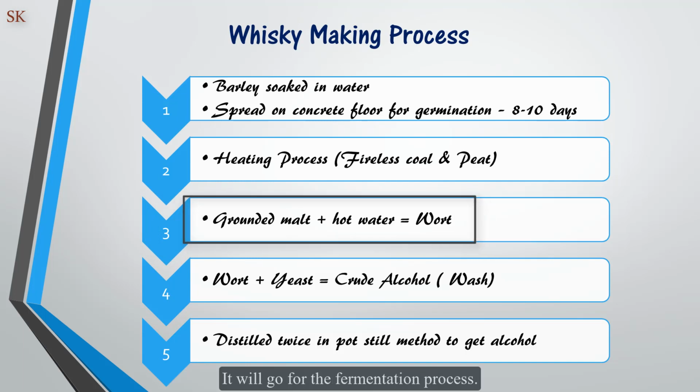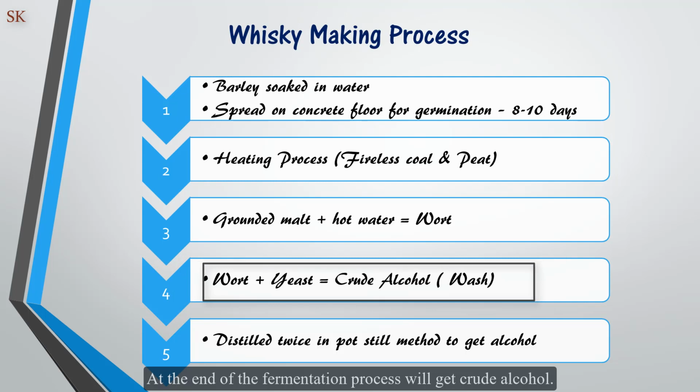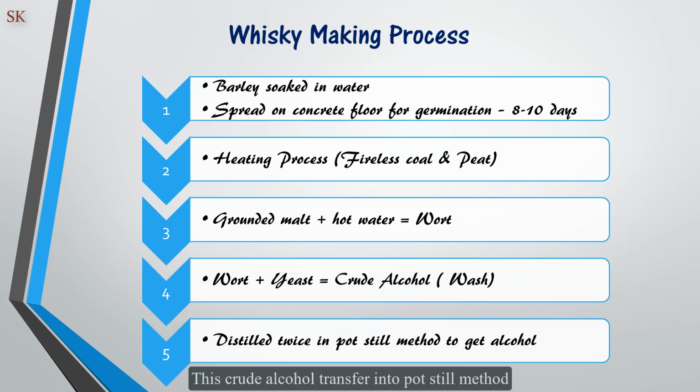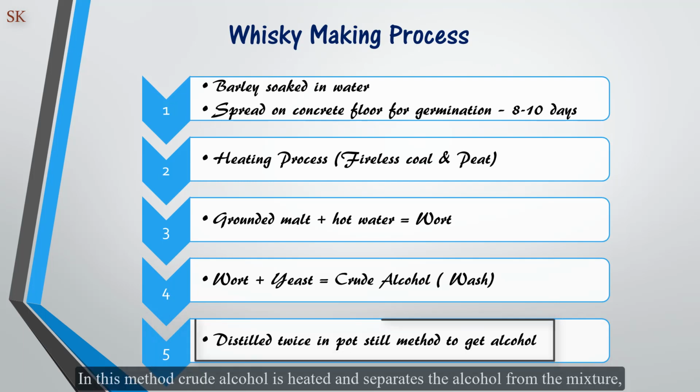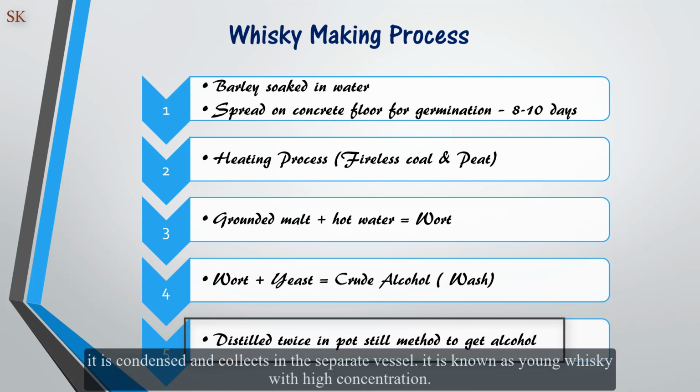It will go for the fermentation process. In the fermentation process, the wort mixture with yeast solution converts the sugar into alcohol and carbon dioxide. At the end of the fermentation process, we get crude alcohol. This crude alcohol is transferred into the pot still method. In this method, crude alcohol is heated and the alcohol is separated from the mixture. It is condensed and collected in a separate vessel. It is known as young whiskey with high concentration.